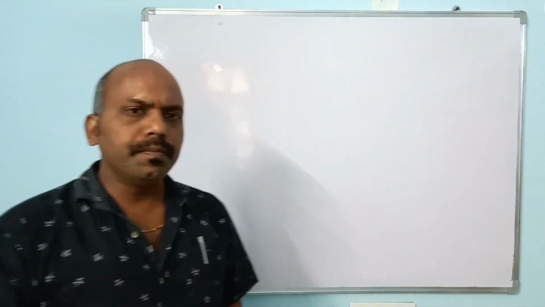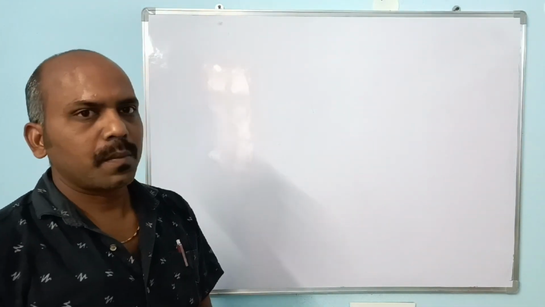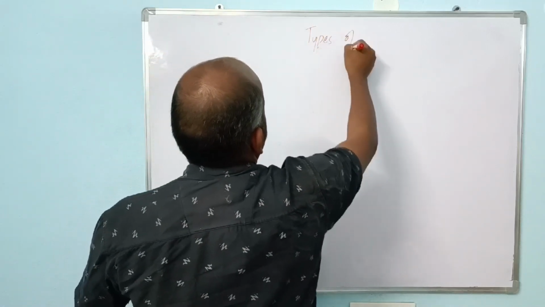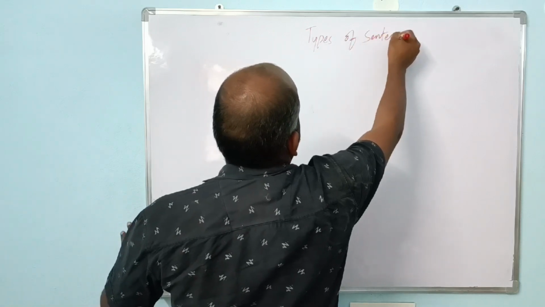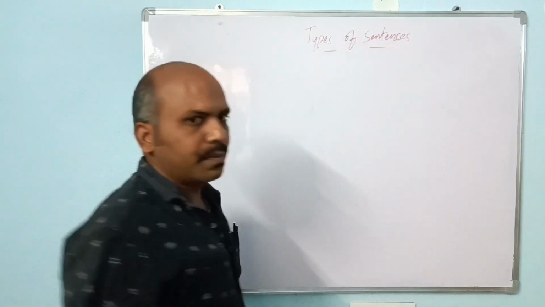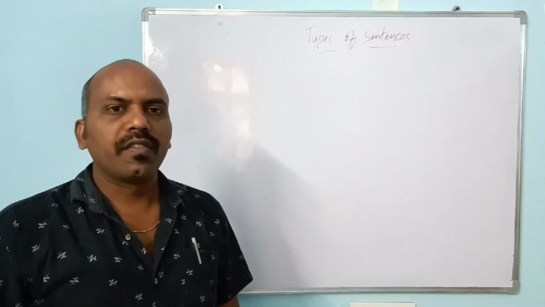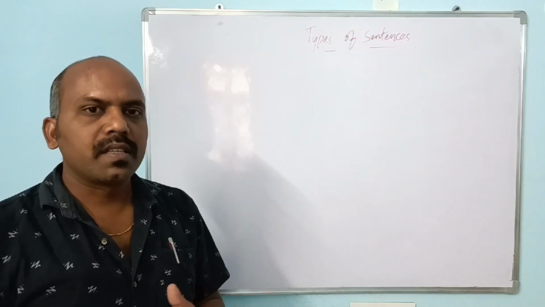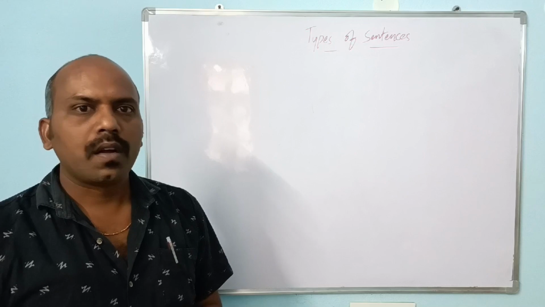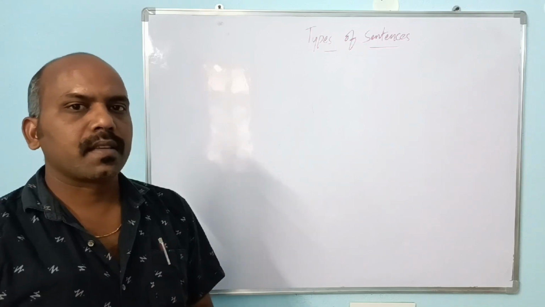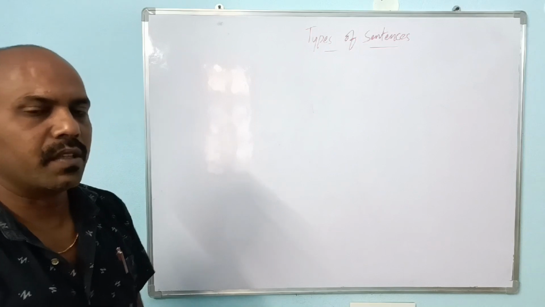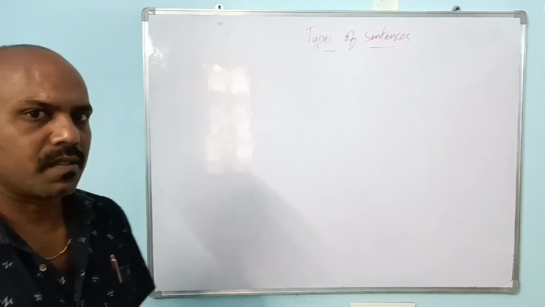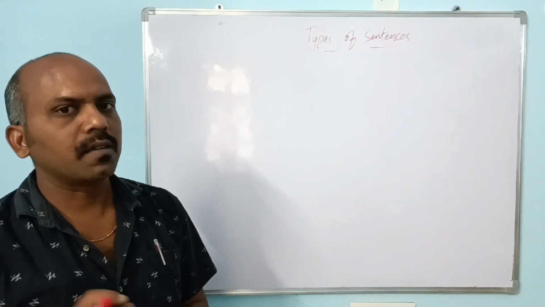So today we are going to learn one of the grammar topics, that is types of sentences. In a previous video we have learnt some types of sentences. Those are very basic: assertive, negative, interrogative, imperative and exclamatory sentences. In this video we are going to learn the major and important types of sentences. Those are simple, compound and complex.